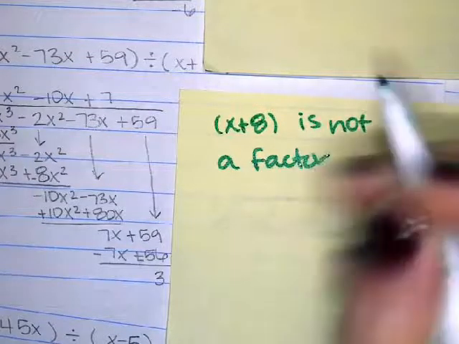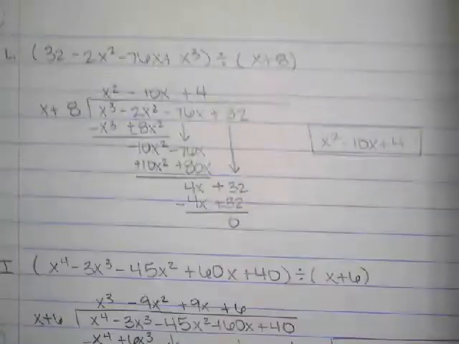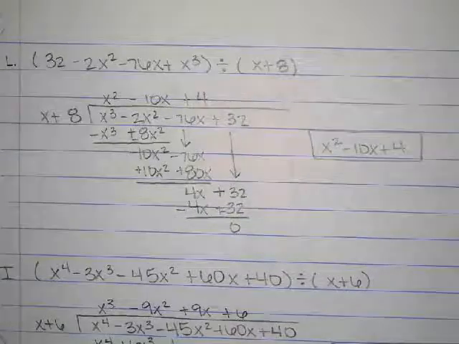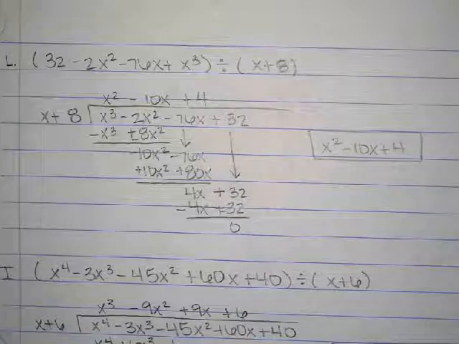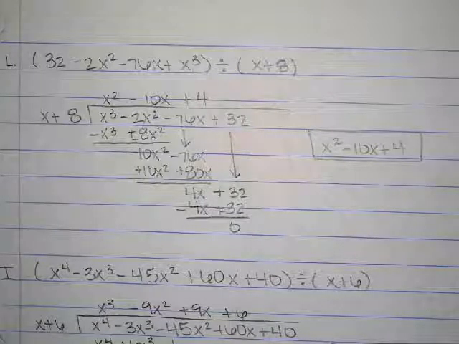All right, what comes after D? L. All right, what do you notice about L? It is a factor because we have a remainder of 0. Okay, so for L, we're going to say x plus 8 is a factor.